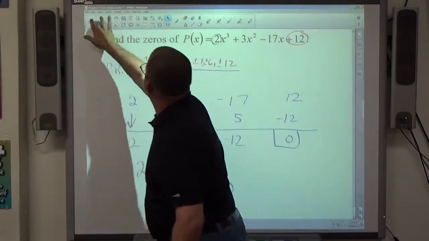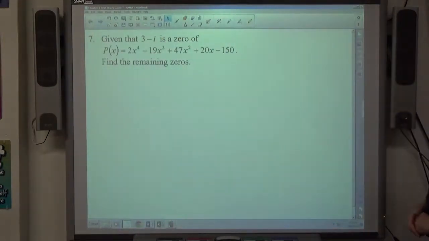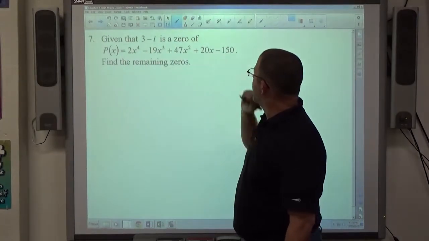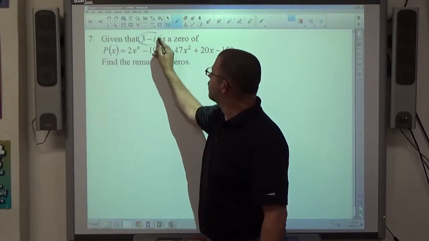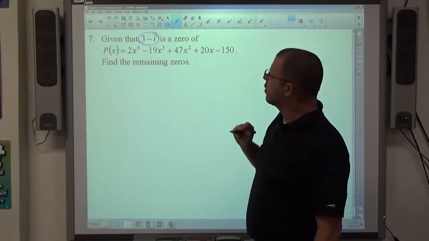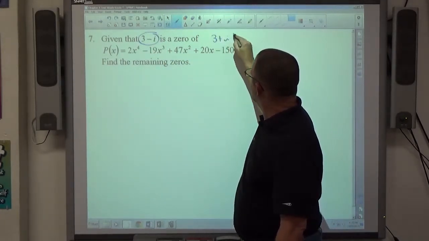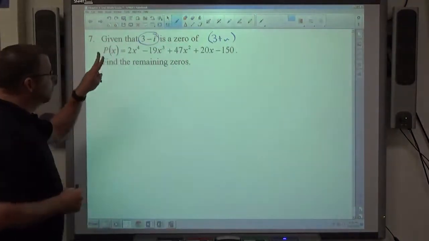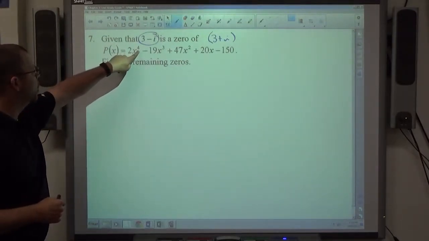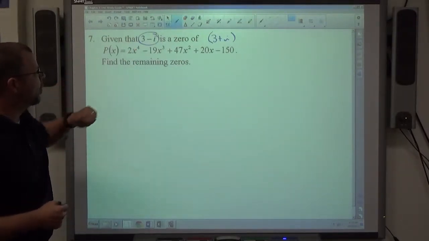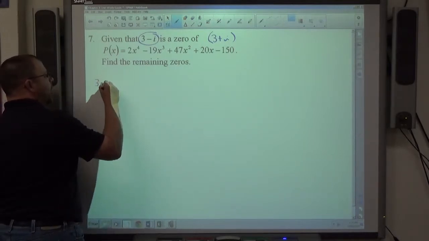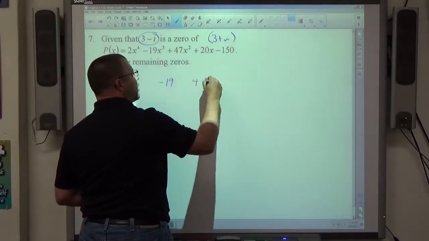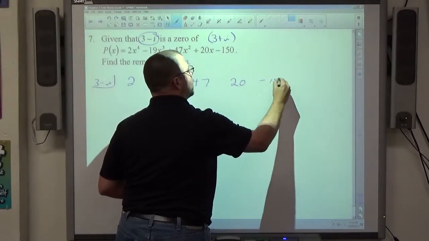Number 7. Given that 3 minus i is a 0 of this, find the remaining zeros. Okay, I can see that it's a polynomial function with real coefficients, and the rule says that if a complex number is a 0 of a polynomial function with real coefficients, its conjugate is also going to be a 0. And that gets me 2 solutions that if I do synthetic division, I'll drop a quartic function, 4th power, down to a quadratic function. So I simply need to do 3 minus i into 2x to the 4th minus 19x cubed plus 47x squared plus 20x minus 150.